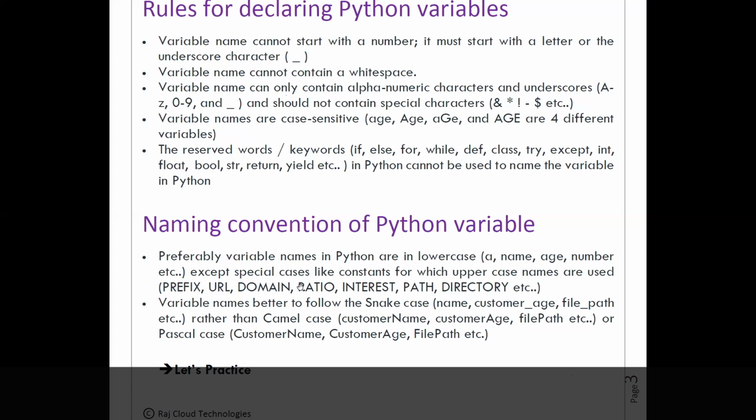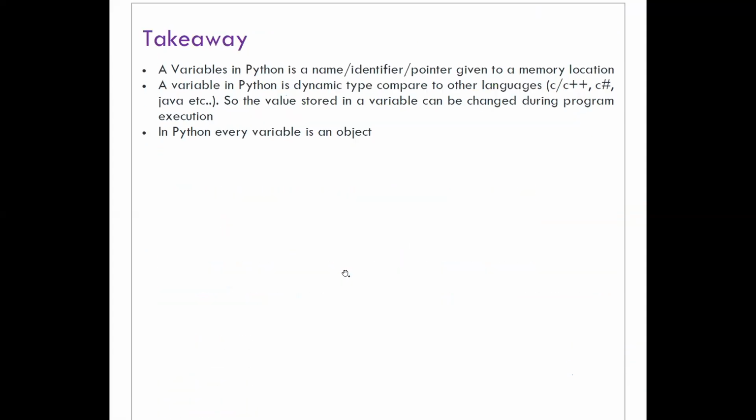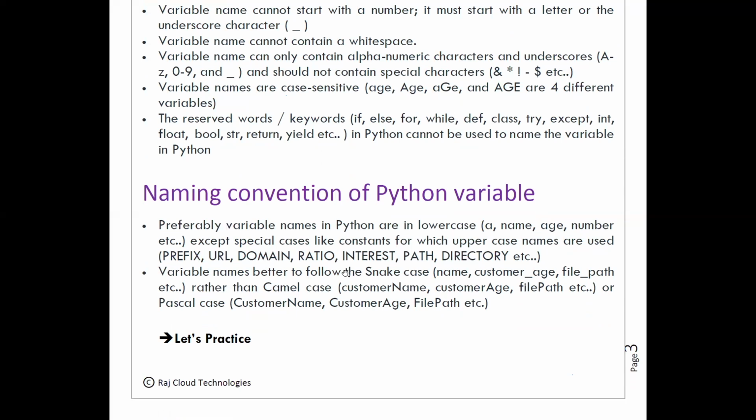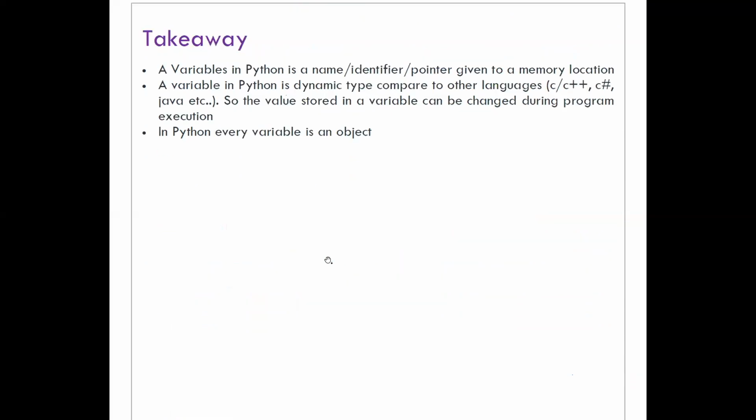Now, moving ahead. What is the takeaway for variables today? What all have we learned? A variable is a name. It's an identifier. It's a pointer given to a memory location. Right? Yes or no? I have clearly explained, clearly shown with the diagram and execution.